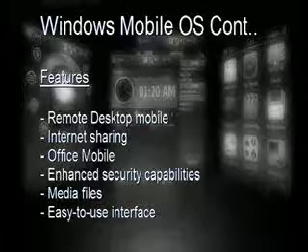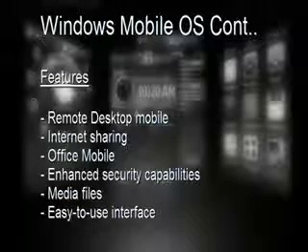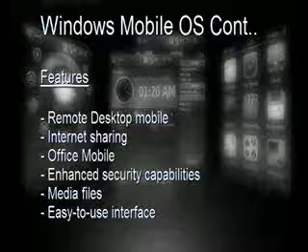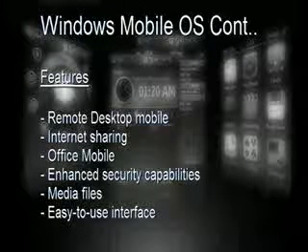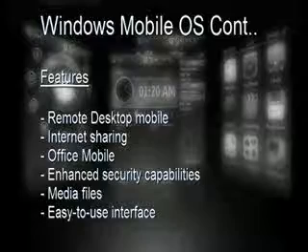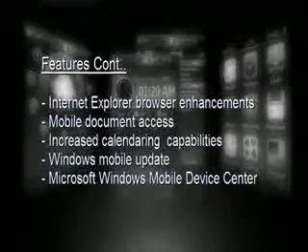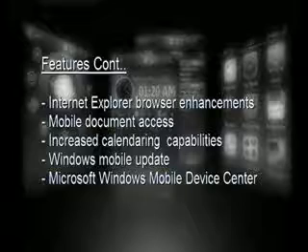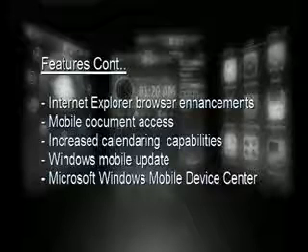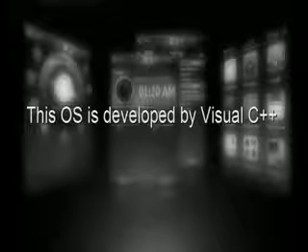There are many features available in Windows Mobile operating system. Some of them are remote desktop mobile, internet sharing, enhanced security capabilities, media files, and easy-to-use interface. Internet Explorer browser enhancements, mobile document access, increased calendaring capabilities, Windows Mobile updates, Microsoft Windows Mobile Device Center. The implementation of this operating system was done in Visual C++ language.